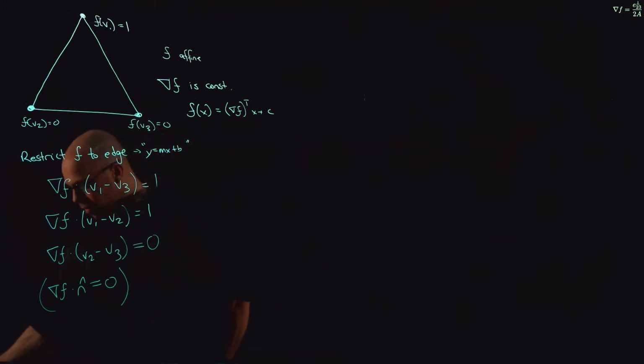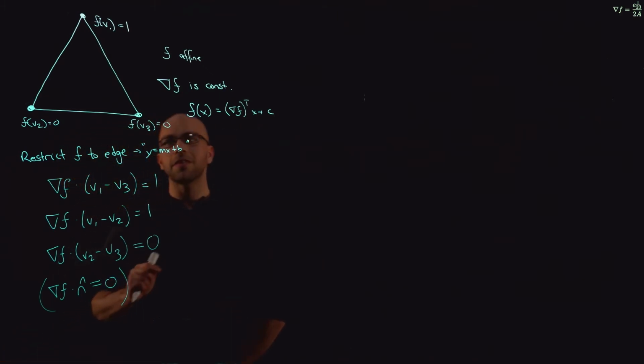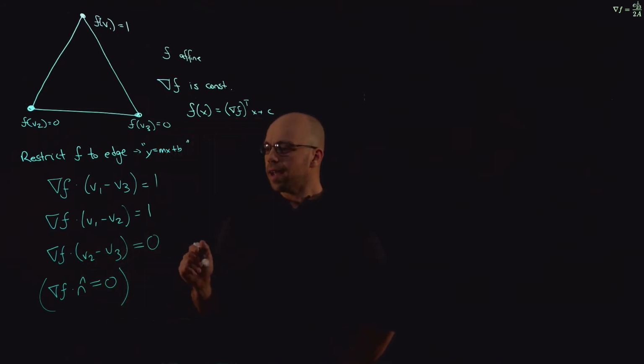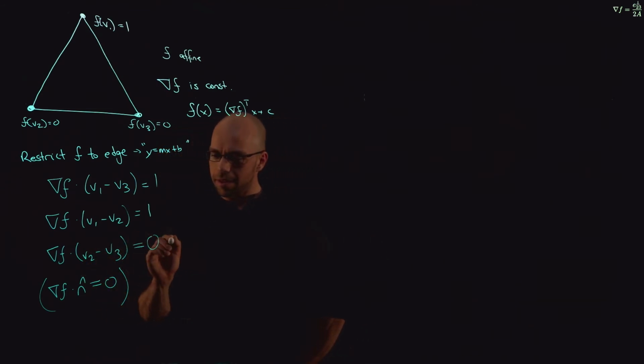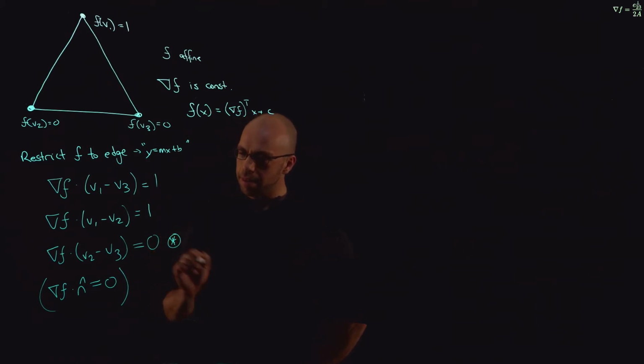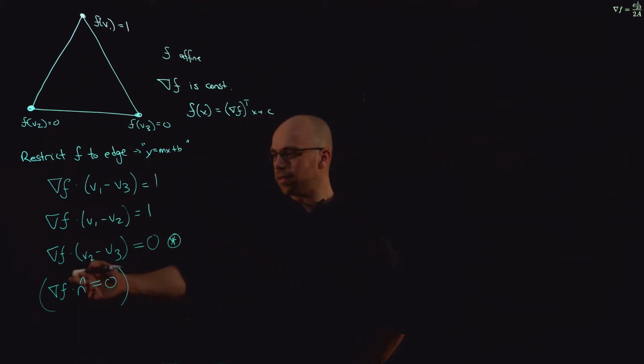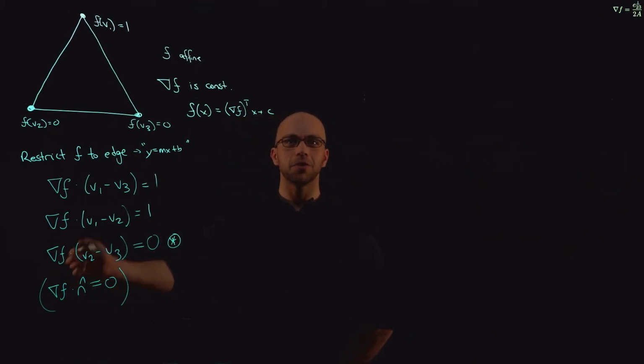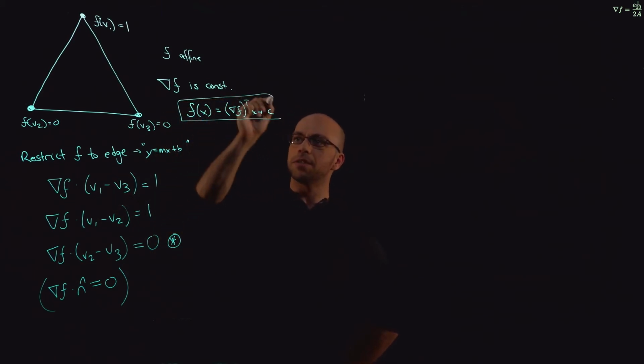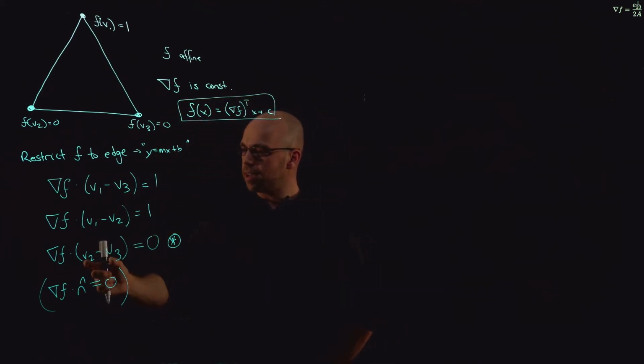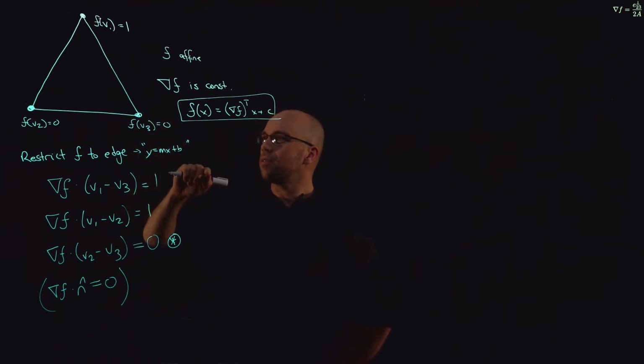Okay, so let's see here. First of all, let's draw a picture of what we have so far. And actually, the really interesting relationship that we're going to start with is this third one, which says that the gradient of f, remember that's a constant vector in our triangle, thanks to this expression here, dot product with the edge from 2 to 3 is equal to 0.